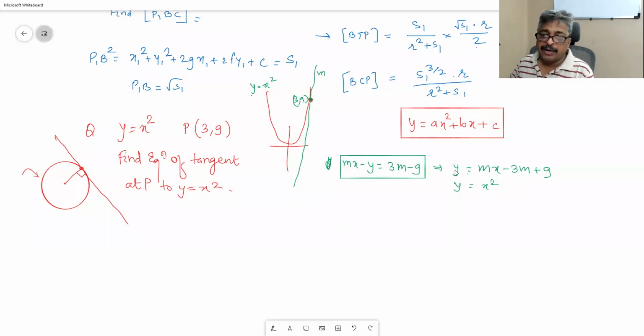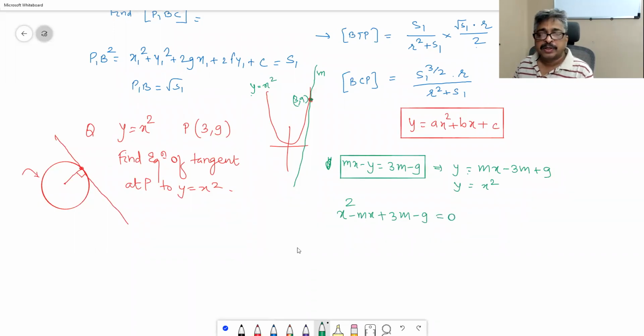That is why I can subtract something so that I get this equation: x square minus mx plus 3m minus 9 is equal to 0. This is quadratic in x. And I want both the roots same. I don't want two different x coordinates. I want both the x coordinates to be same. Therefore, this must be perfect square. So for this to be perfect square, delta should be equal to 0.